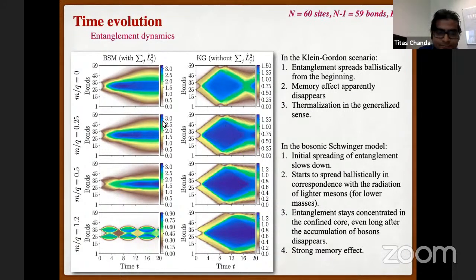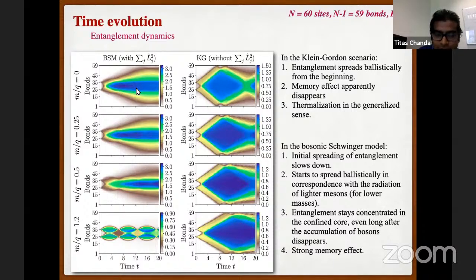However, in the Bosonic Schwinger model, the entanglement pattern is drastically modified. The initial spreading of entanglement slows down as the light cone bends, and it starts to spread ballistically only in correspondence with the radiation of lighter mesons for lower masses. For higher masses, entanglement only remains in the central region, and it oscillates periodically.